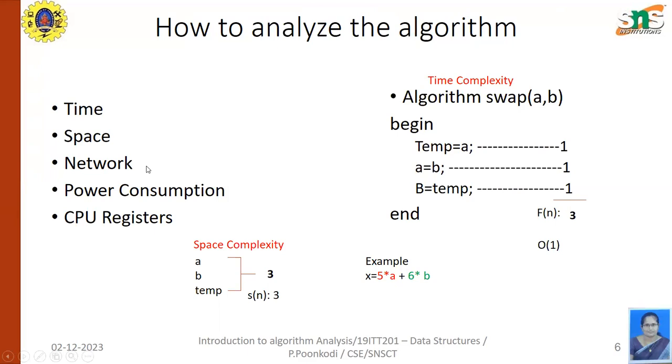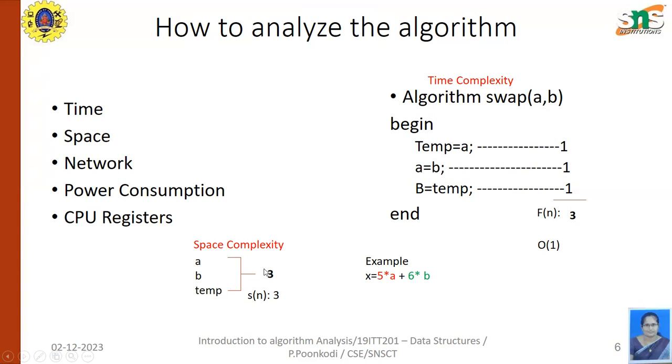And network: if you are running your application through the internet, how much internet bandwidth you must have. Then the next ones are time complexity and space complexity. How to calculate them? For that, I have used the same swap program. While calculating the time complexity of your program, if any statement is executed within 1 millisecond, you can consider that it is executed in 1 millisecond. So it takes 3 milliseconds to execute your program.